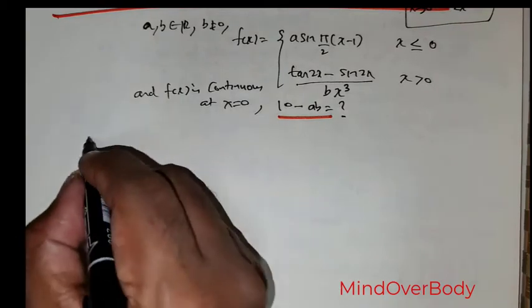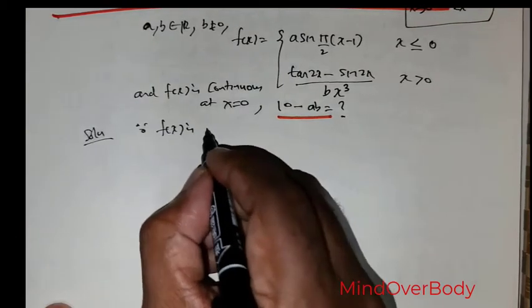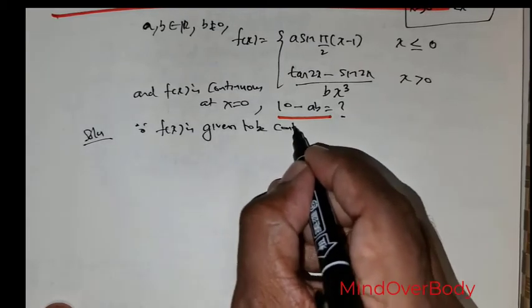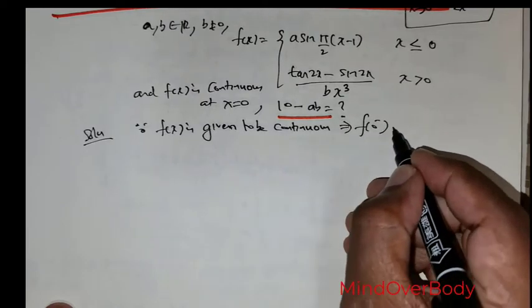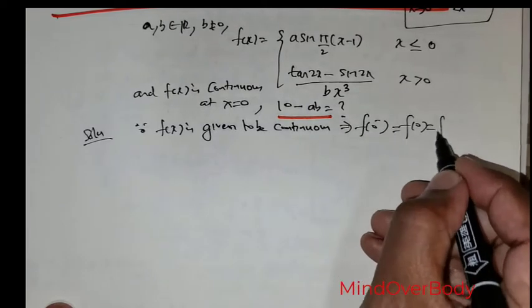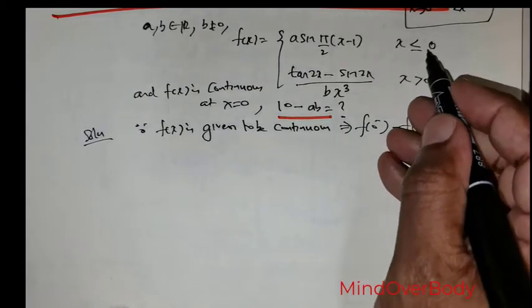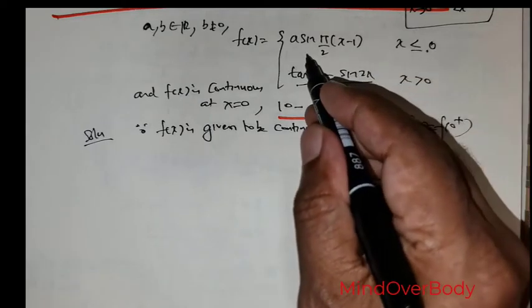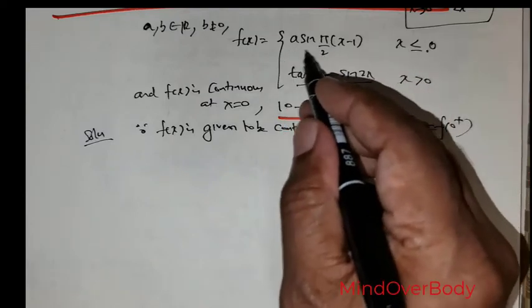So let me state the solution as follows. Since f of x is given to be continuous, this means f of 0 minus is equal to f of 0 is equal to f of 0 plus. This is true. Now x is less than or equal to 0, that means x is less than 0, the same function value is given, and at x equal to 0, the same function value is given.